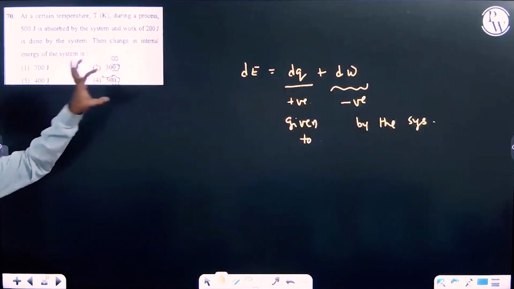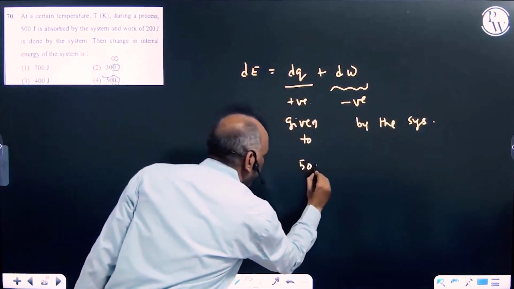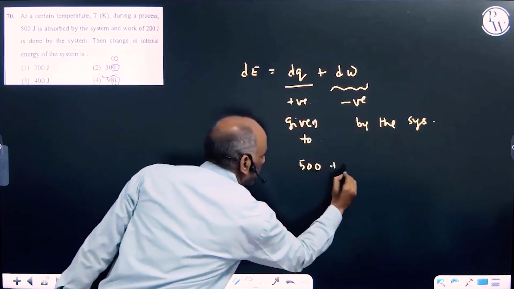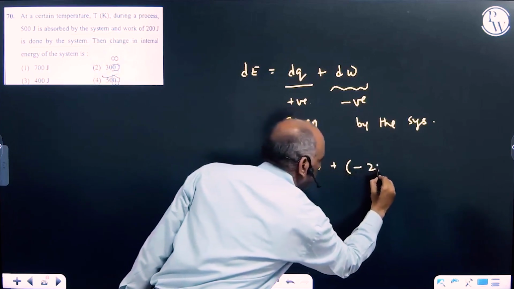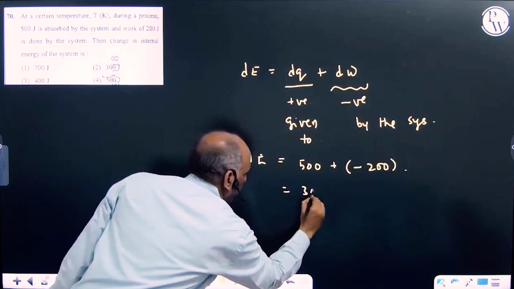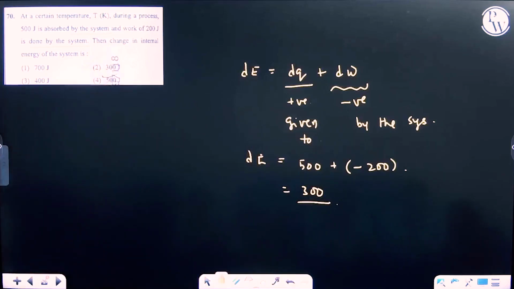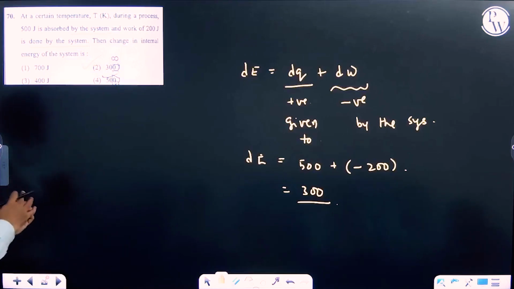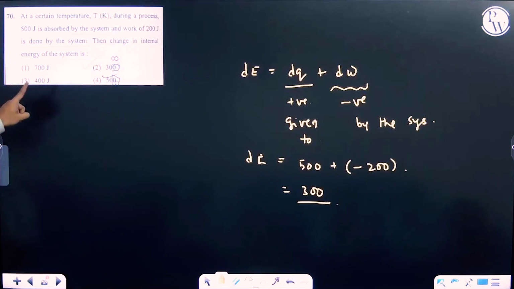This is the total change in internal energy. dQ, 500 joules is absorbed, it is taken by the system, plus dW, it is work done by the system, 200 joules, minus 200. Thereby dE value is nothing but 300. So you will just go by this option. This is also a primary, fundamental question. If you make any mistake, your rank will be killed like anything. So sign convention is the most important.